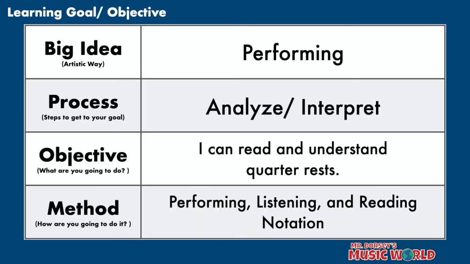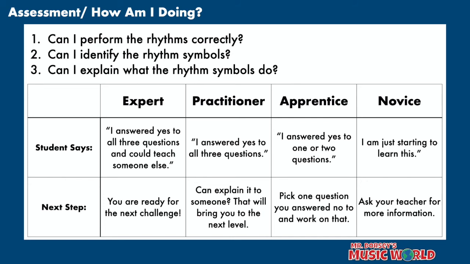Okay, let's go back to our learning goal. Our big idea was performing. Our process was analyze and interpret. Our objective was I can read and understand quarter rests. And our method was performing, listening, and reading notation. Now let's assess or grade ourselves on how we did today. I told you there were 3 questions you need to think about during this lesson.